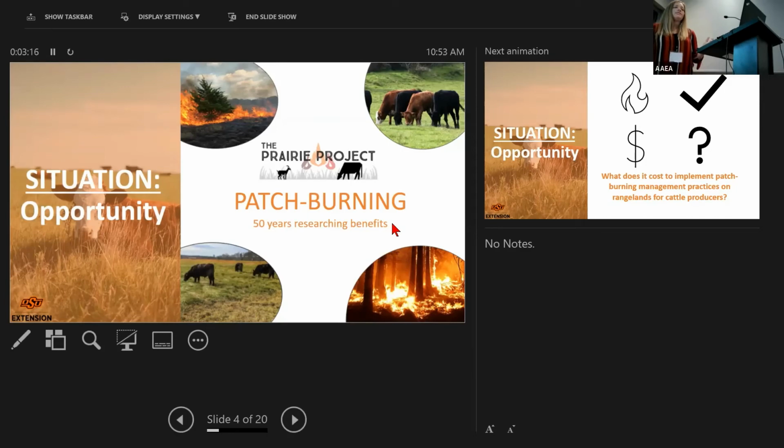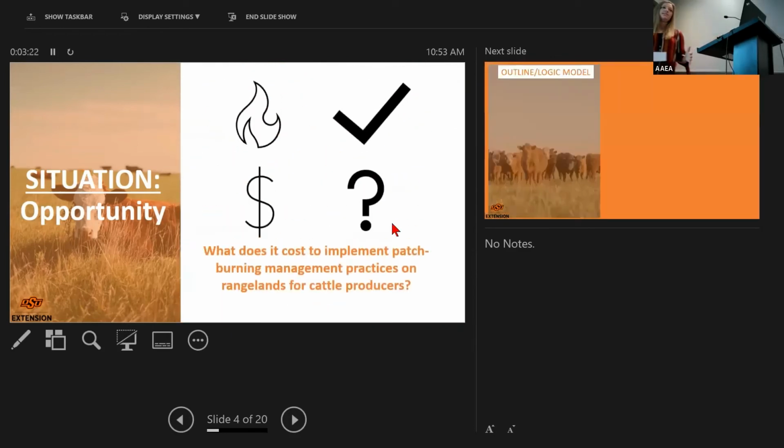So if all these benefits of patch burning exist, why don't we see more cattle producers implementing patch burning on their operations? And that is the question that this extension program and research is going to answer. Producers have one main question when they're asked to consider making a change in their operation. What is it going to cost me, and is it going to be beneficial? So by providing this research through this extension program, we hope to see more producers at least potentially adopting patch burning.